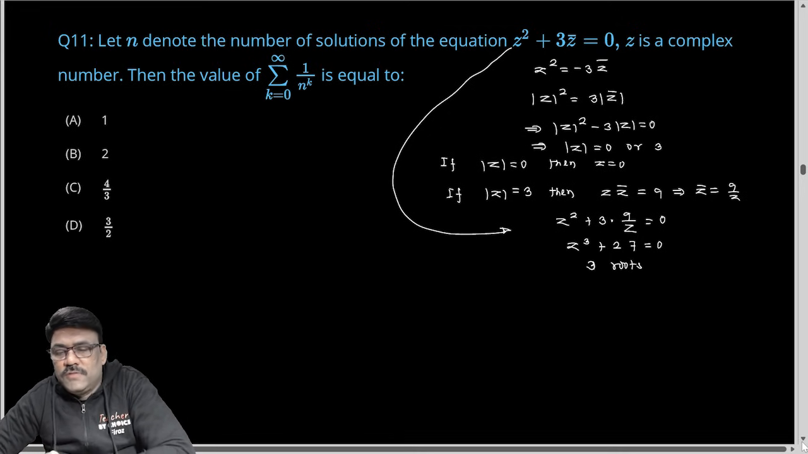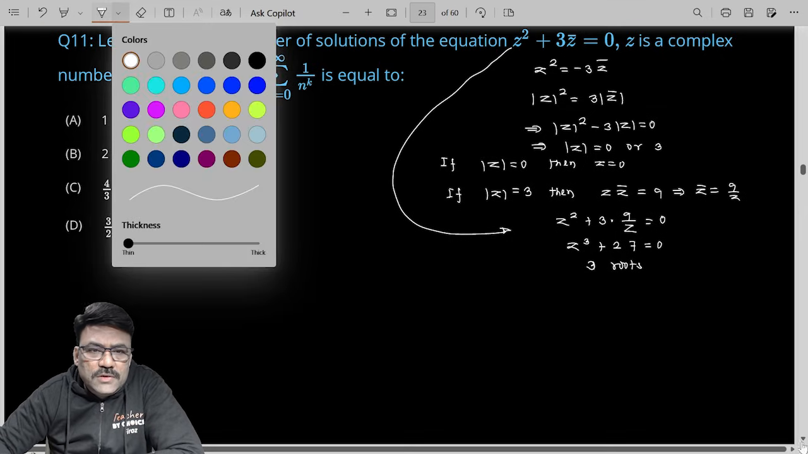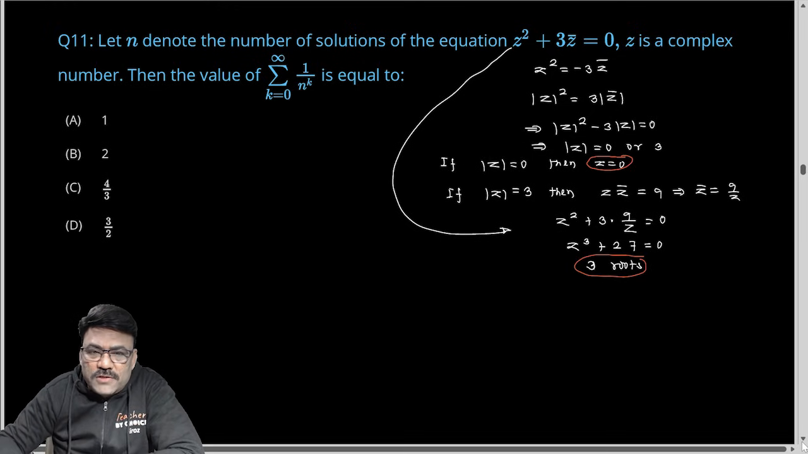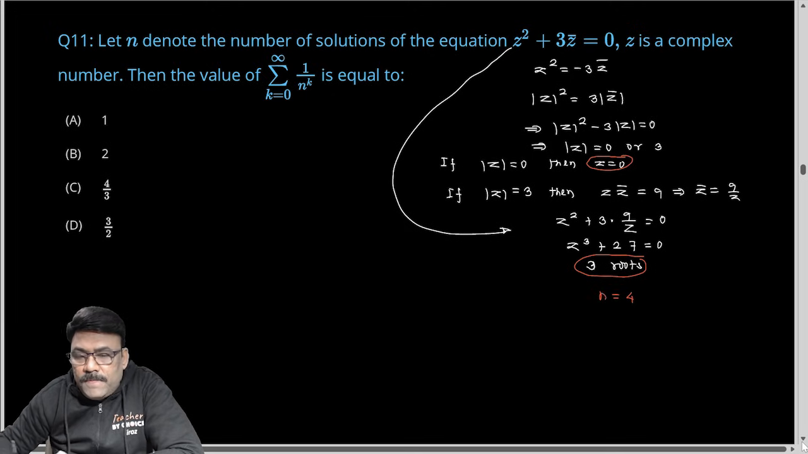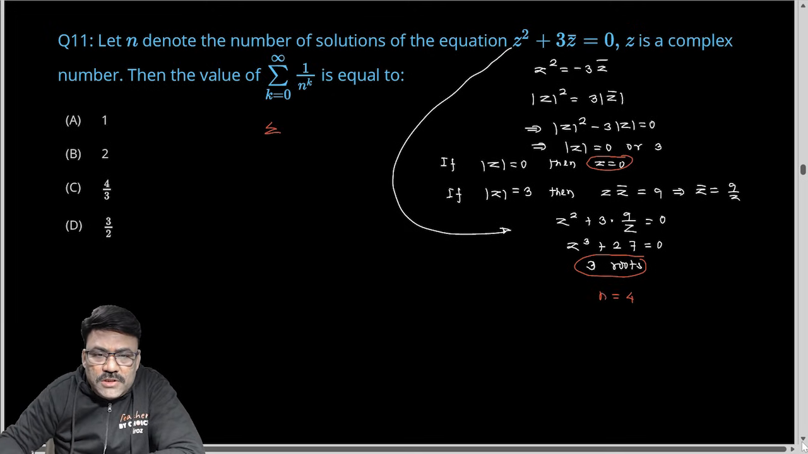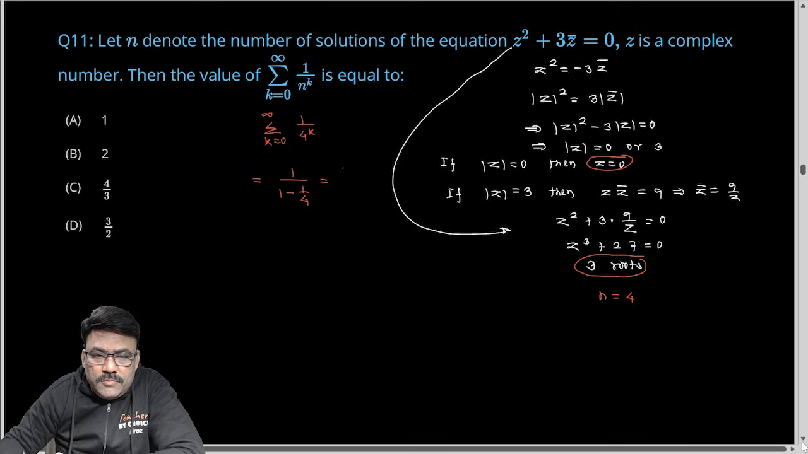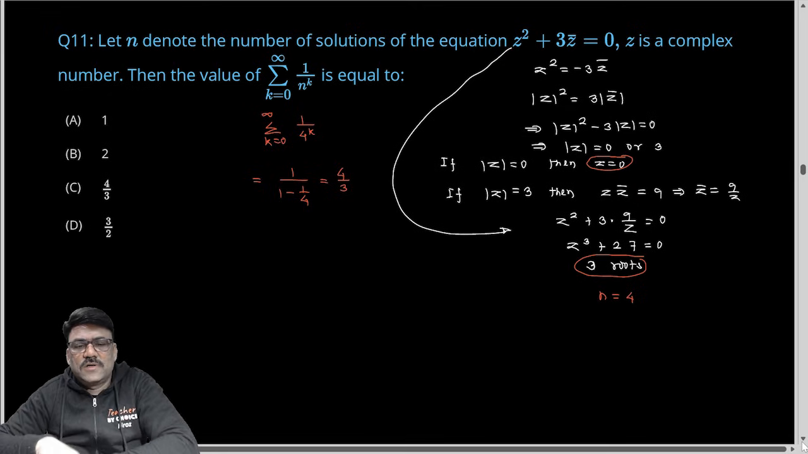So ultimately you are getting 4 values of z. How are you getting 4 values of z? One value is 0, which you got here, z is equal to 0, and 3 roots of this equation. The total 4 solutions you are getting, means n is 4 actually. And since n is 4, I can write this summation as k varying from 0 to infinity 1 by 4 raised to k. Now it is an infinite GP with first term 1, common ratio 1 by 4. So a over 1 minus r, 1 first term, 1 minus r, r is 1 by 4. So it is 4 by 3. Means C is the correct answer here, right?